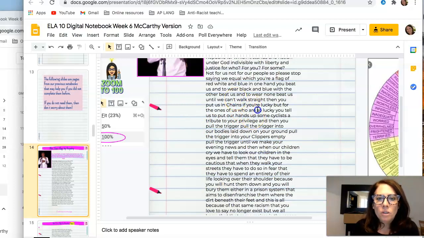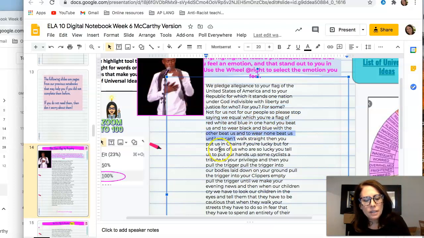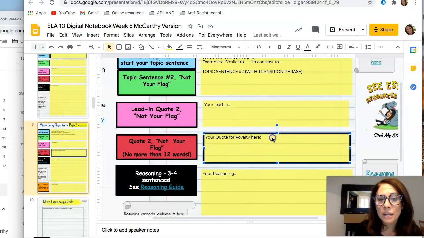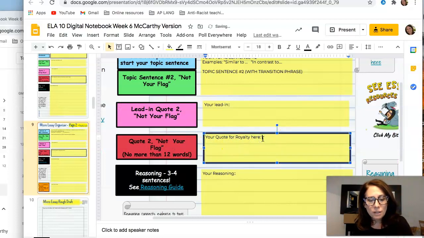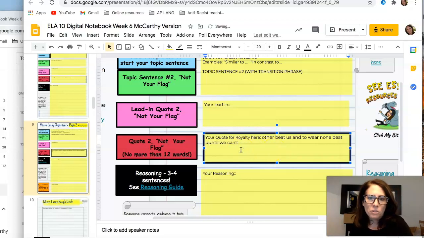So you're going to take 1 to 2 lines. You're going to highlight it. Okay, say this is it. Control C. You're going to go back up in your notebook to page 9. Page 9, the second paragraph is page 9. This is all about royalty. And you're going to put it right there. The spacing might be off, but you can get that. So let's say this is our quote.